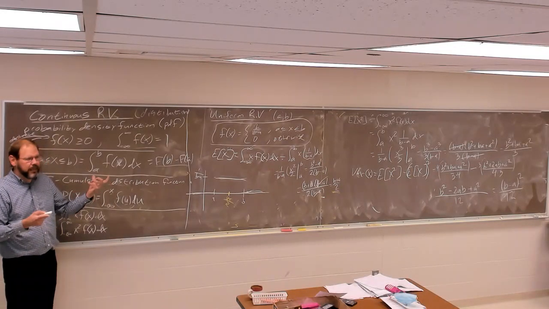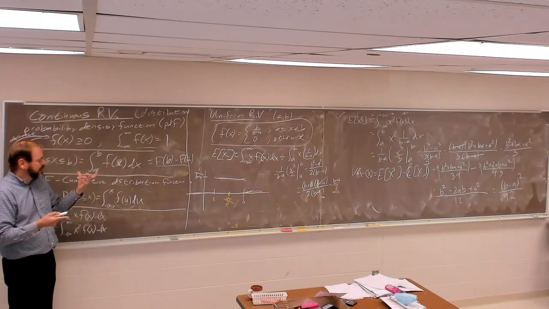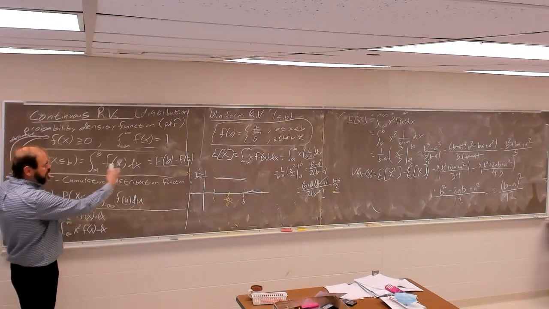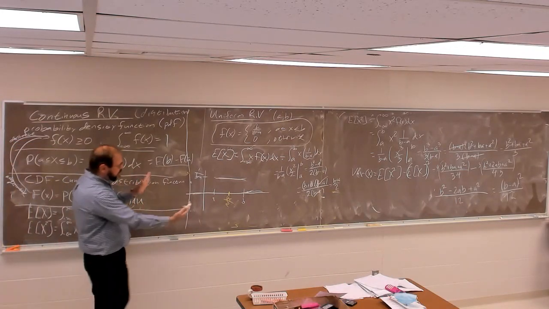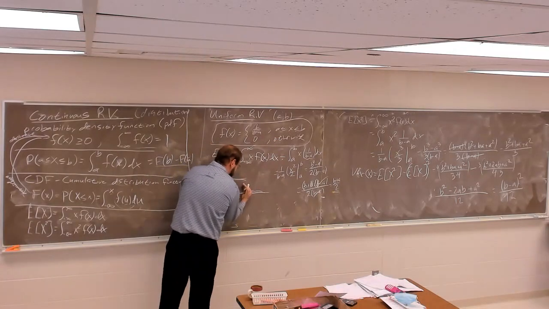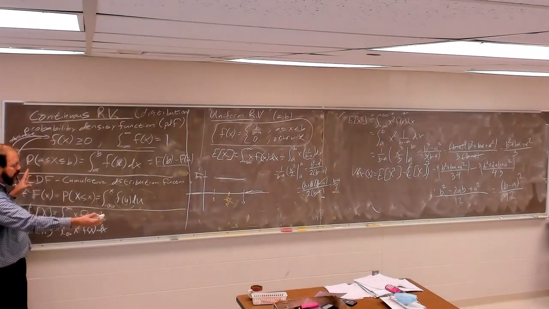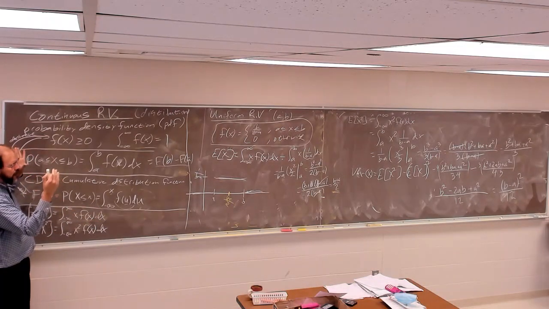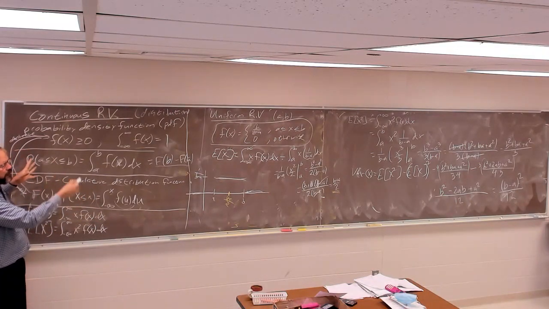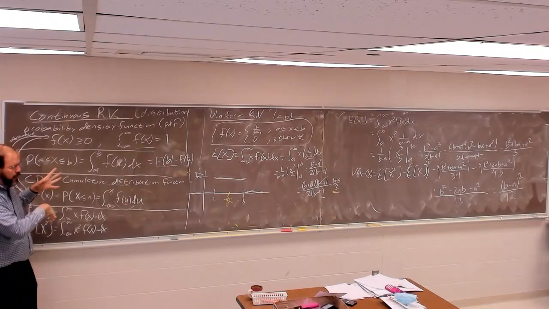B minus a is the width of it, right? And if the variance is somehow telling me how spread out things are, it makes sense that it should at least somehow depend on the width of the interval. B minus a is telling me how wide the interval is. It's saying, oh, you want to know the variance? Take the width of that interval, square it, and divide it by 12.